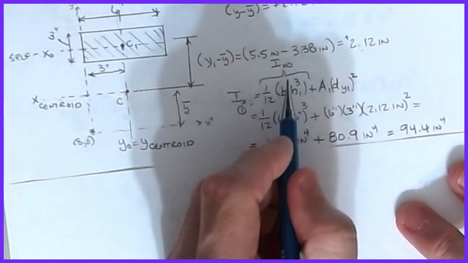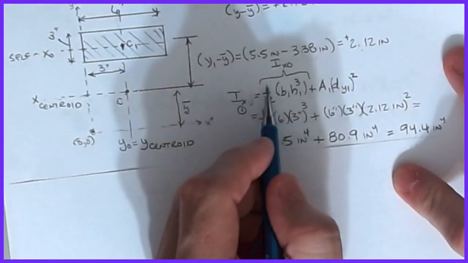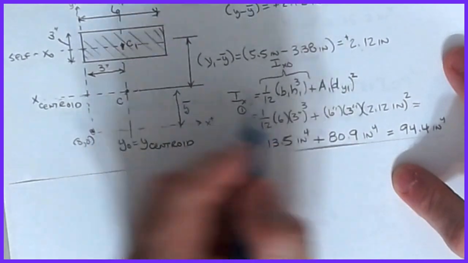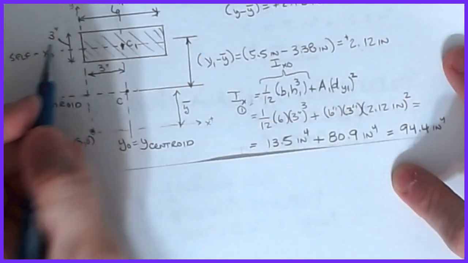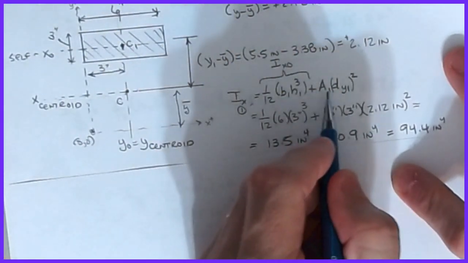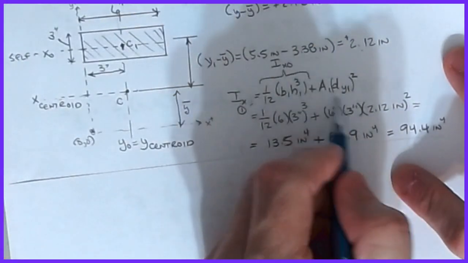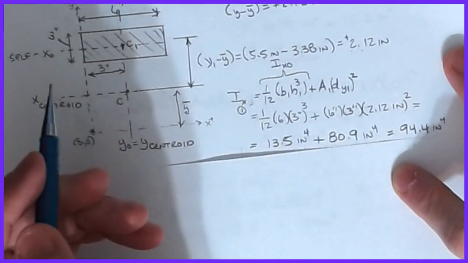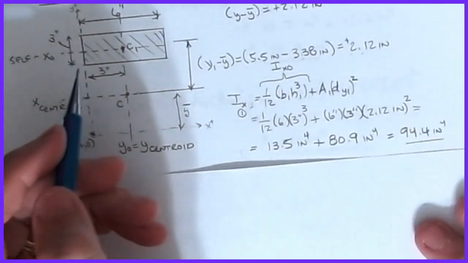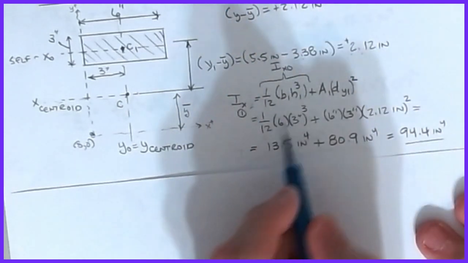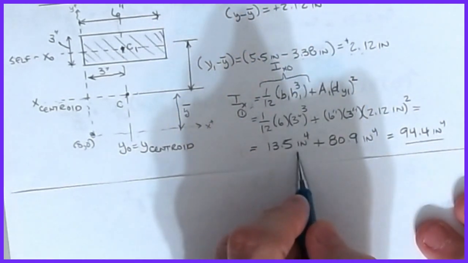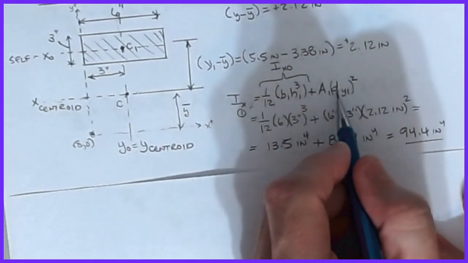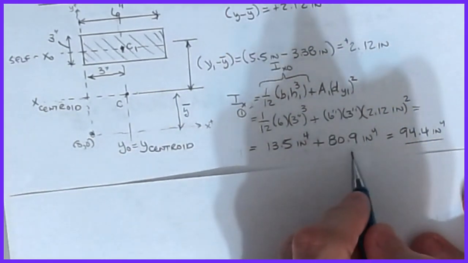The first term that we have was that Ix naught. For a rectangle, we said that was 1/12 the base times the height cubed. So B1 was 6 inches, H1 is 3 inches, we're going to cube that, plus A1, 3 times 6, times the distance that I'm having to move, this y1 minus y bar value, or 2.12 inches, squared. If I plug in all my values, you can see them here. The first term ends up being 13.5 inches to the 4th, and then the A d squared term, which is the parallel axis term, is 80.9.